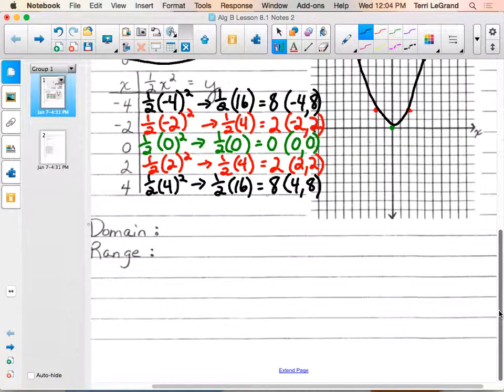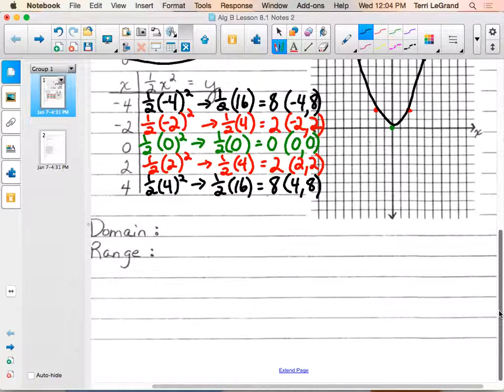Okay, what's the domain of this function? Just those x values I chose for you? Is the domain just -4, -2, 0, 2, and 4? Look up above. What does it say about the domain of a quadratic function? It will be all real numbers. Remember, that's the non-thinking one. It's always going to be all real numbers.